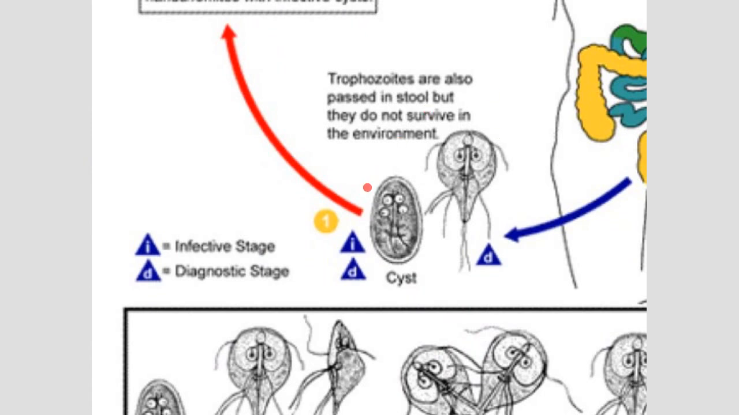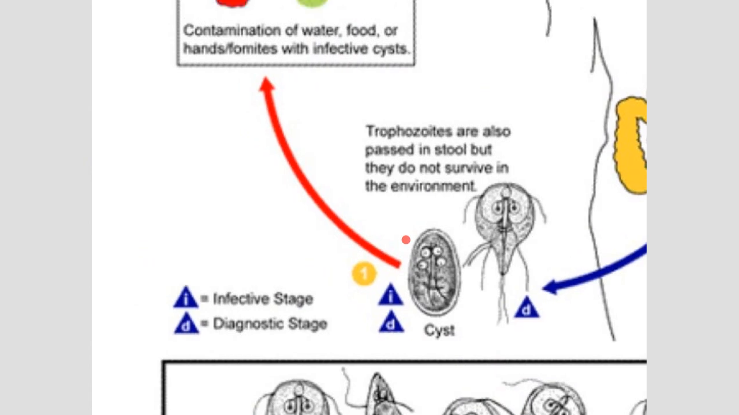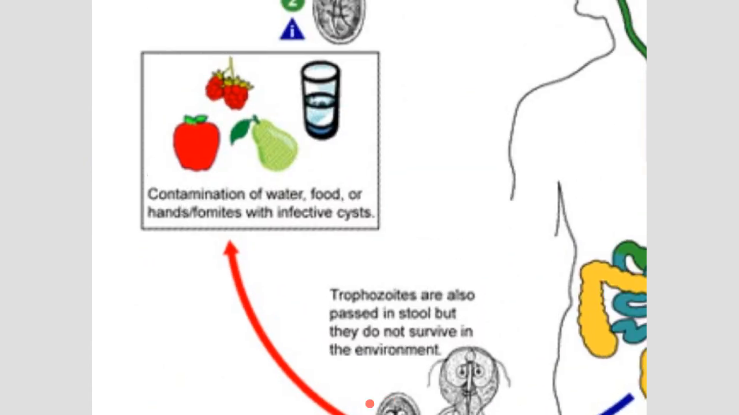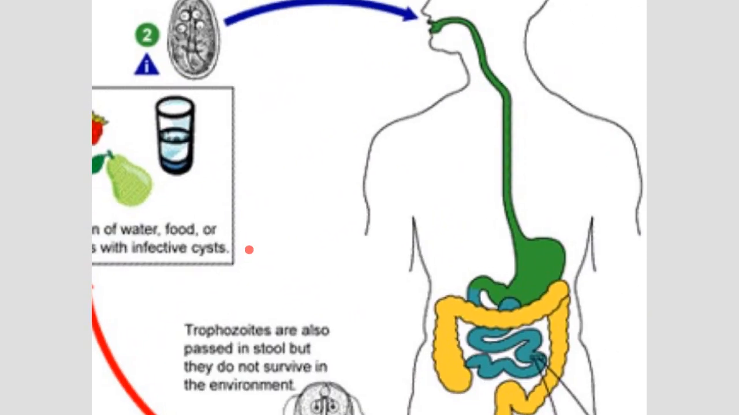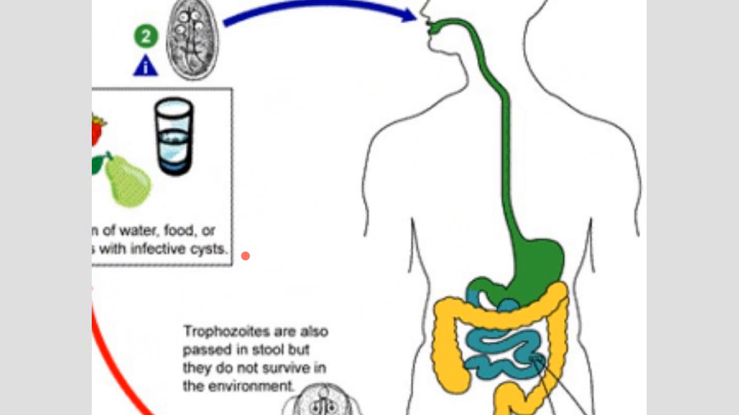And again, you can see that they will pass it and deposit it not only in the washrooms, but they can contaminate water, food, or hands and fomites with infective cysts, and then people. This is called the fecal oral route. This is how the transmission goes. We used to teach that little kids, babies, will put their fingers in their mouth. Well, that's something else for newborn babies or infants. But normally this is the cycle for foodborne diseases or waterborne diseases.